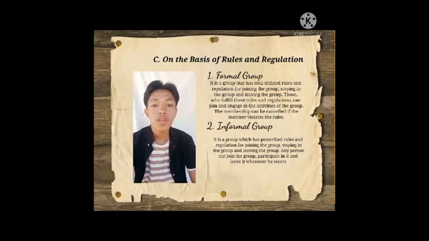Informal group. It is a group which has no prescribed rules and regulations for joining a group, staying in the group, and leaving the group. Any person can join the group, participate in it, and leave it whenever he wants. Example, a group of students sitting in the playground and gossiping with one another. Any classmate can come and join it. People gathered to see a joker in a public place, informal clubs, and associations.